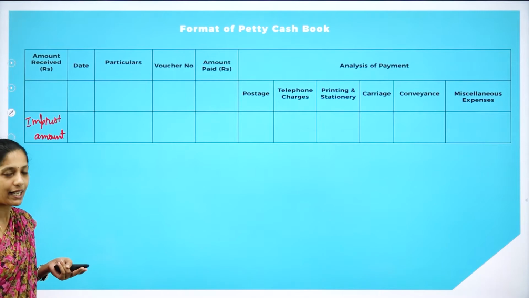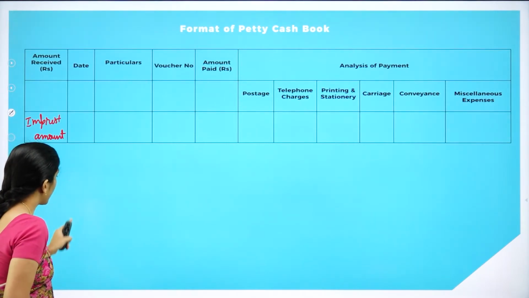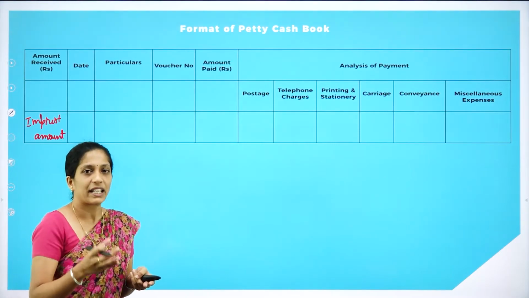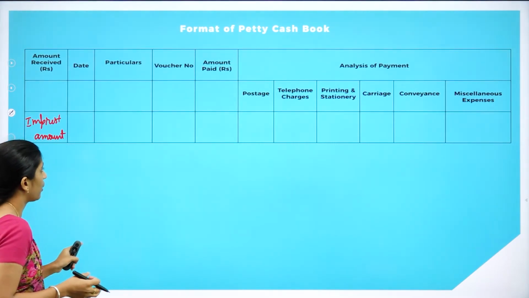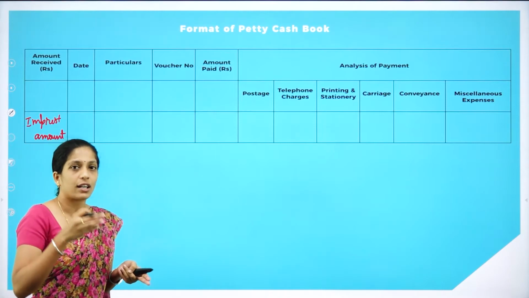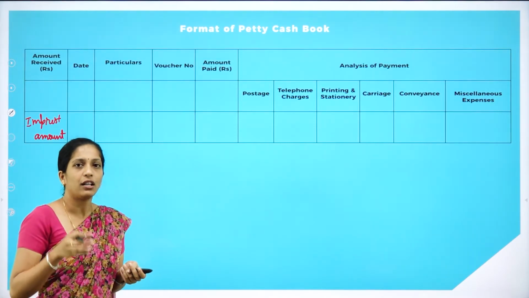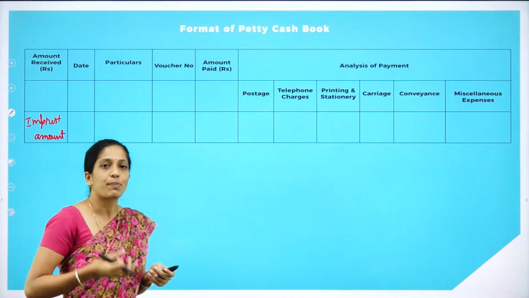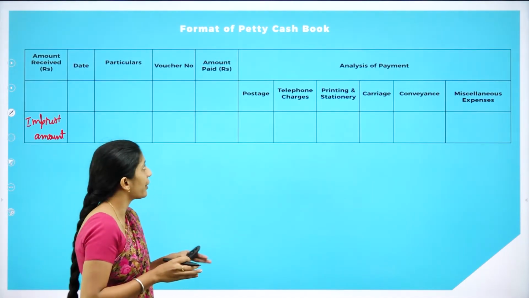Next, on which date it has been received. Then you will record all the transactions or the expenses which have been incurred in that particular period. All that date you will record. And a particular column will record the particulars. Next, voucher number. Normally your voucher number will be empty. Next, amount. So whatever expenses have been incurred, that amount you are going to record.